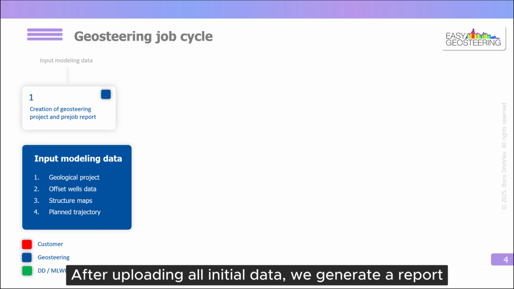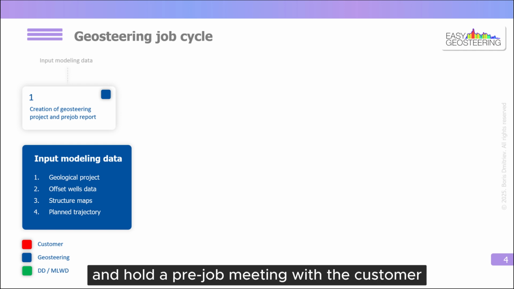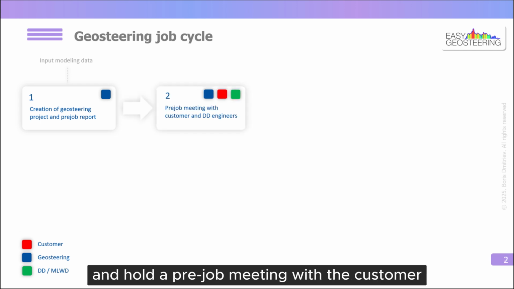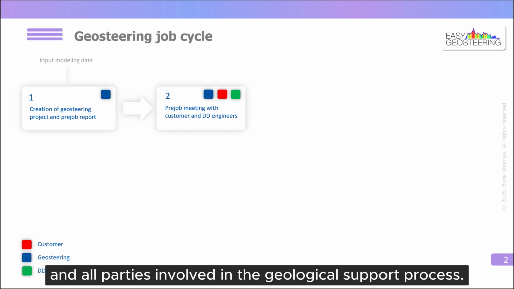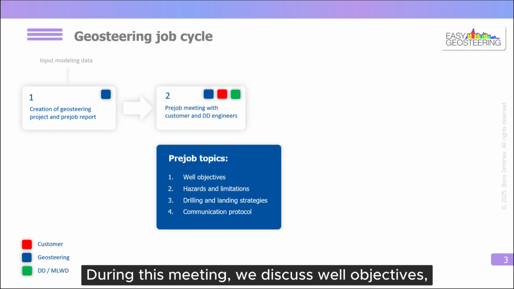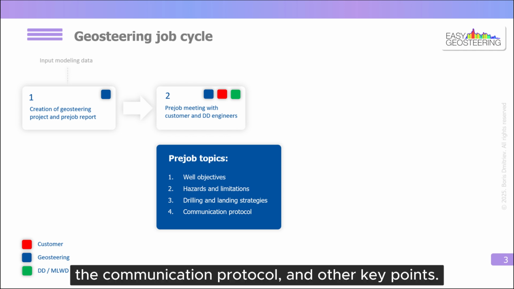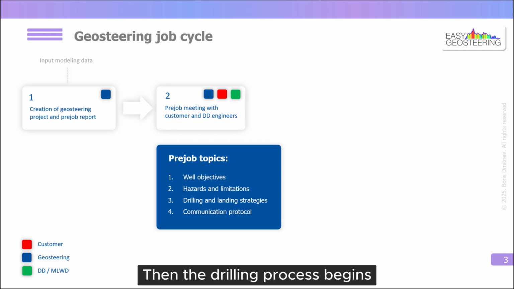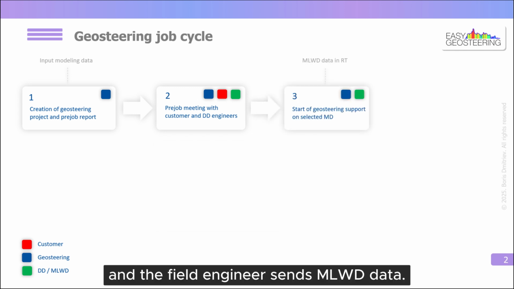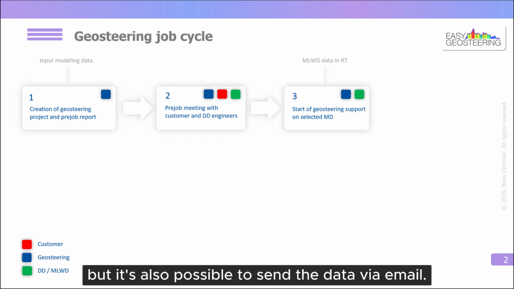After uploading all initial data, we generate a report and hold a pre-job meeting with the customer and all parties involved in the geological support process. During this meeting, we discuss well objectives, risks and hazards, drilling and landing strategies, the communication protocol, and other key points. Then the drilling process begins and the field engineer sends MLWD data. Preferable option is with XML channel, but it's also possible to send the data via email.